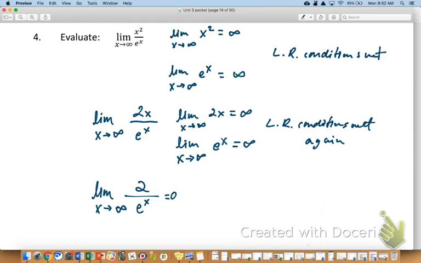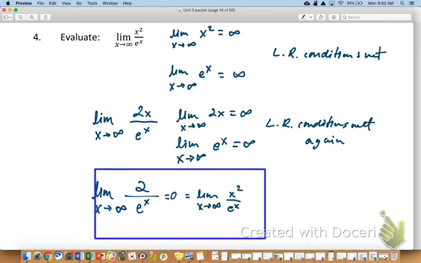And therefore, that also equals my original limit, which was, what, x squared over e to the x? For my final. Merrick, you were the chief doubter there. Are you okay with that now? Okay. All right, very good.